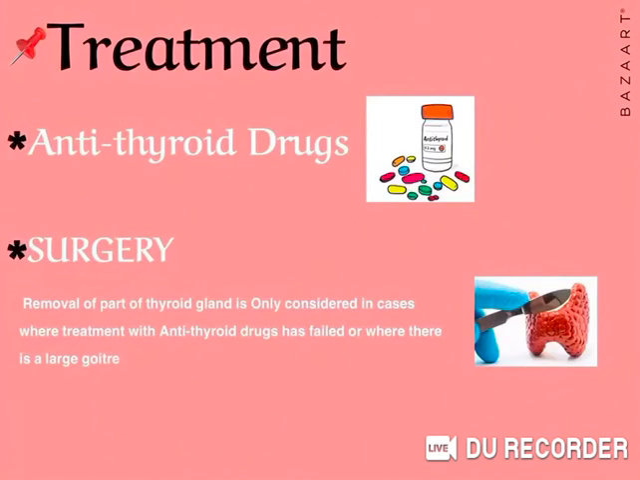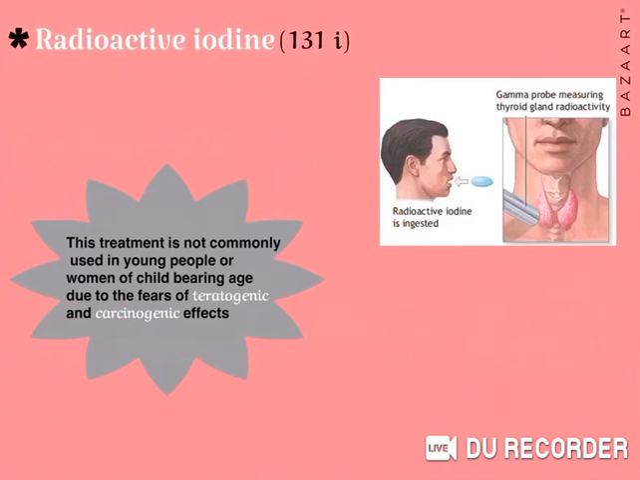Treatment. We have 3 types of treatment: antithyroid drugs, surgery, and radioactive iodine. Surgery is only considered in cases where treatment with antithyroid drugs has failed or where there is a large goiter. Radioactive iodine is not commonly used in young people or women of childbearing age due to the fear of teratogenic and carcinogenic effects.